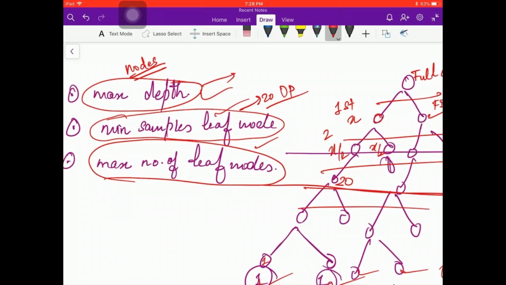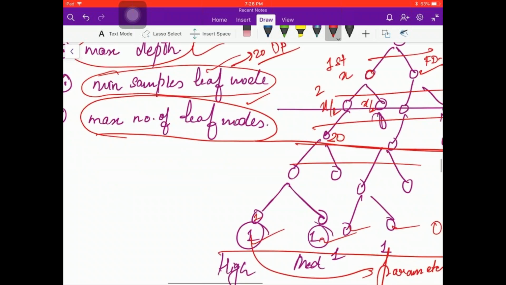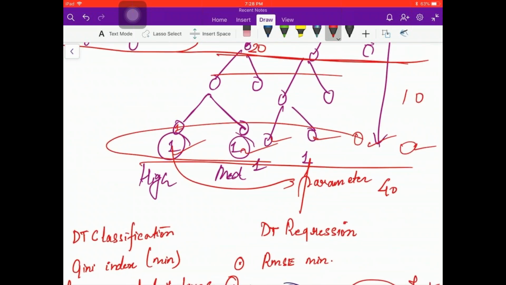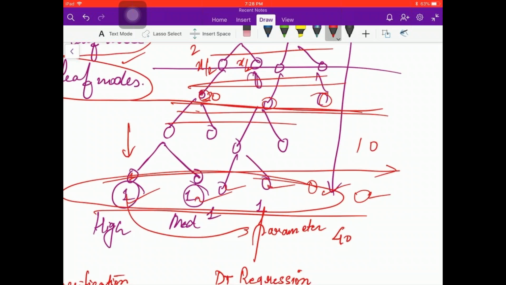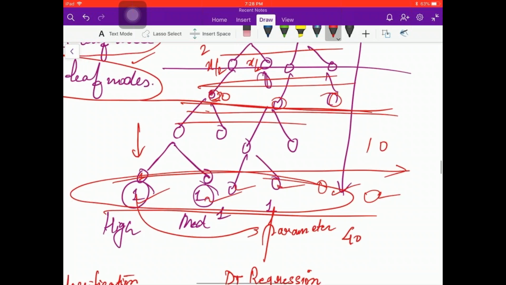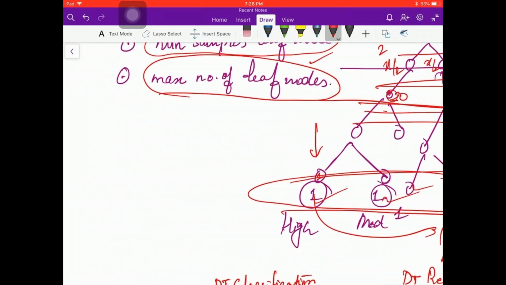The other one is the max number of leaf nodes. These are called leaves, which do not have a child. As you go down, your number of leaf nodes will increase, and you want to restrict that. So let's say you just want 3 leaf nodes. Then you just restrict till here. After that, you'll not go down. So these are the ways you can prune your trees, or regularize your trees.